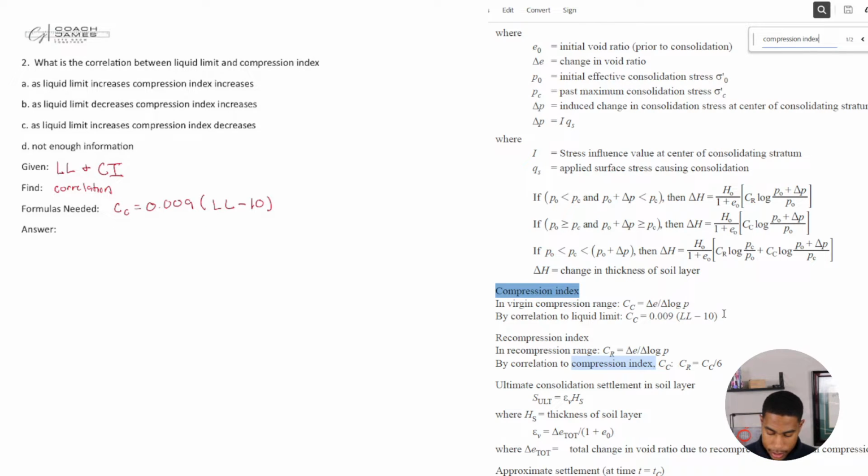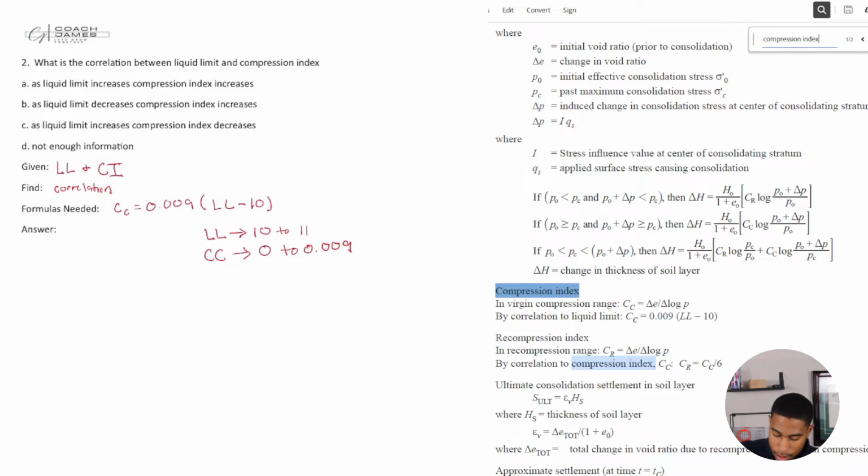Okay, so let's test these. As liquid limit increases, compression index increases. So if I just say for the first example, my liquid limit increases from, we'll just say, 10 to 11. Then what happens? My CC, if I plug in 10, goes from 0 to 0.009, right? So I know that if I increase my liquid limit, my compression index also increases.